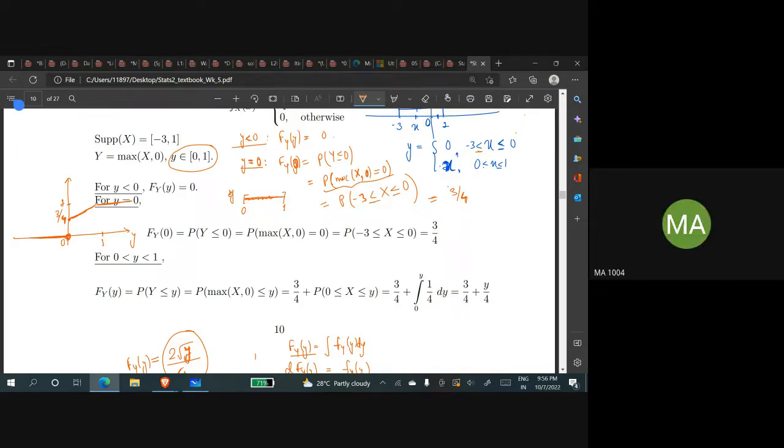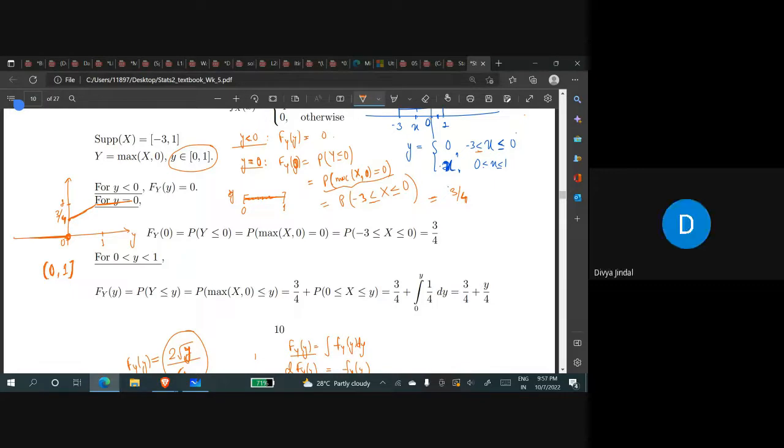At 0 there is a jump. It means that the probability that Y equals 0, and then from the open interval 0 to the closed interval 1, this is a continuous function. But at 0 there is a jump. So it is not continuous, not discrete. So we call it a mixed type of distribution.